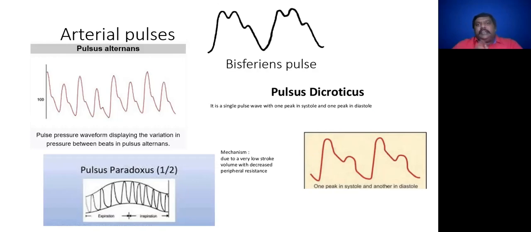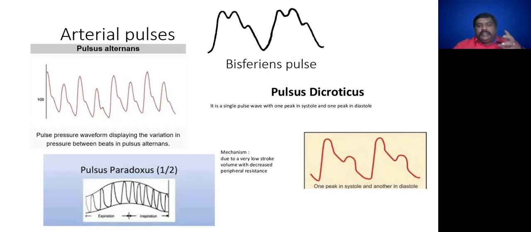Next is the dicrotic pulse. You can see this one, this is the dicrotic pulse. One peak in systole and another in diastole. So in the systolic phase you will get one peak, and in the diastolic phase you will again get the next peak. That is Pulsus Dicroticus, or dicrotic pulse.